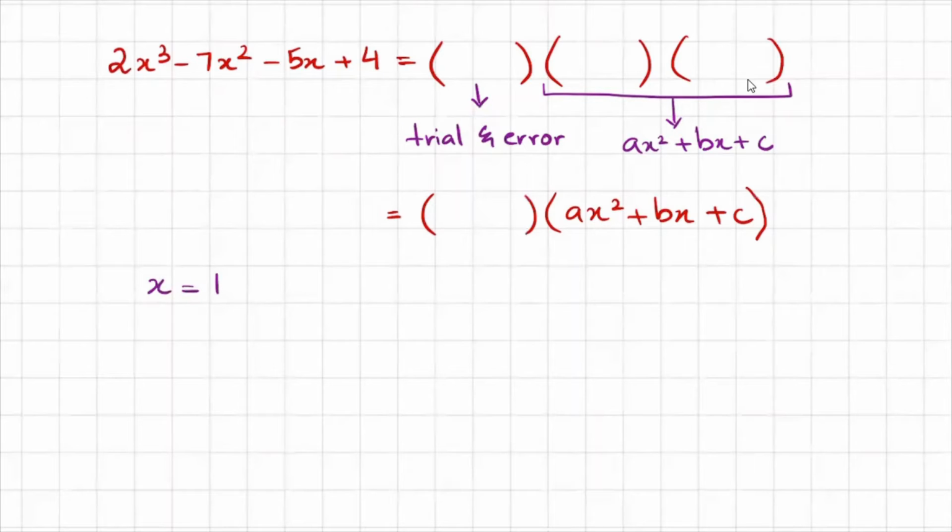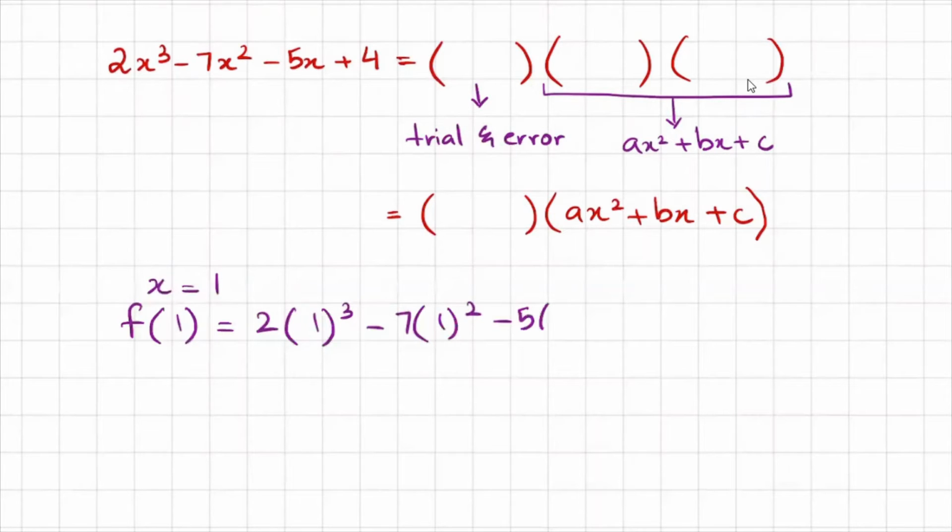When I put x equals 1 in my equation here, I'm showing you the working over here, but you can directly use your calculator and find the answer. So 2 times 1 cubed minus 7 times 1 squared minus 5 times 1 plus 4. Use brackets in the calculator and find the answer. Your answer will be -6. You're not getting a 0.